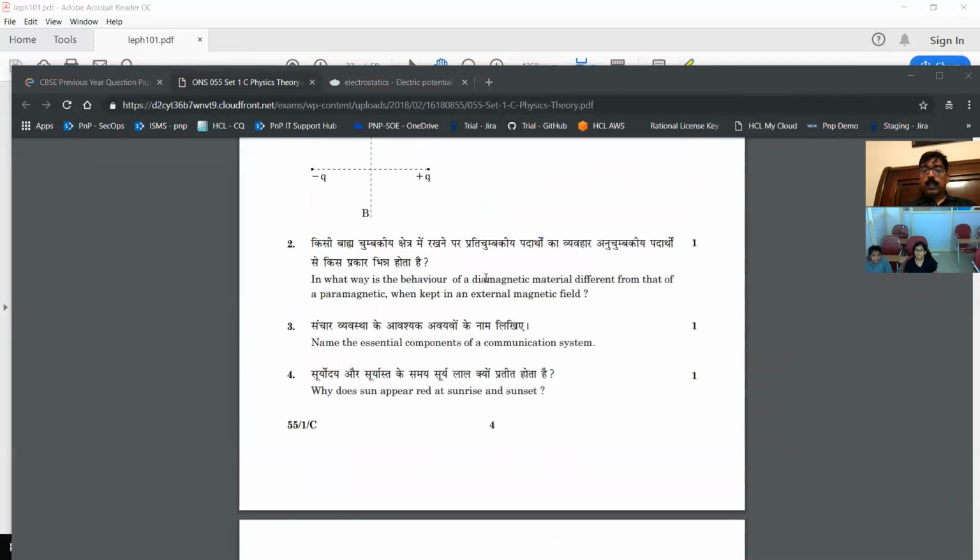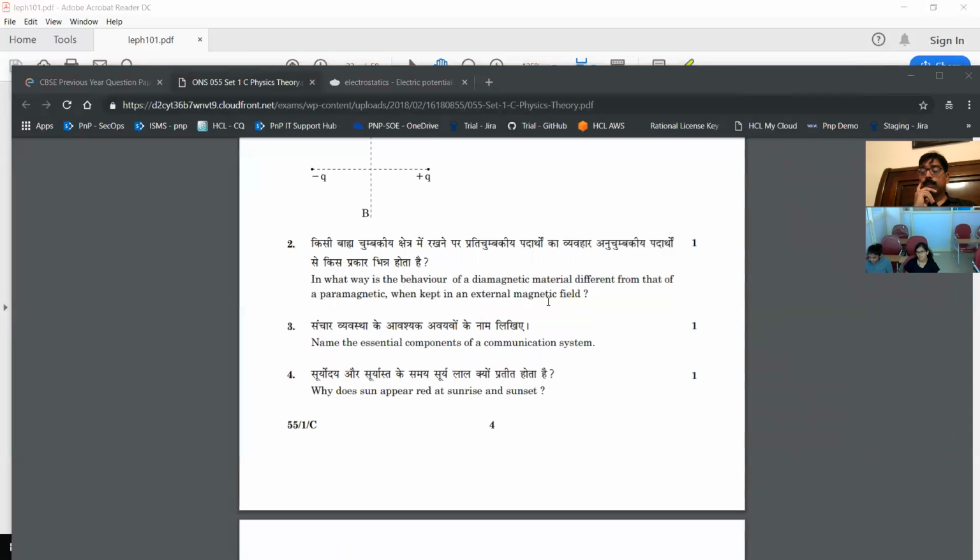So the answer is: diamagnetic materials are weakly attracted to the external magnetic field. Paramagnetic materials are highly attracted to, or influenced by, the external field. I may say influenced because they will get their position changed. Diamagnetic will not change its position. Paramagnetic will start moving around. And ferromagnetic are very highly attracted or influenced, like iron.